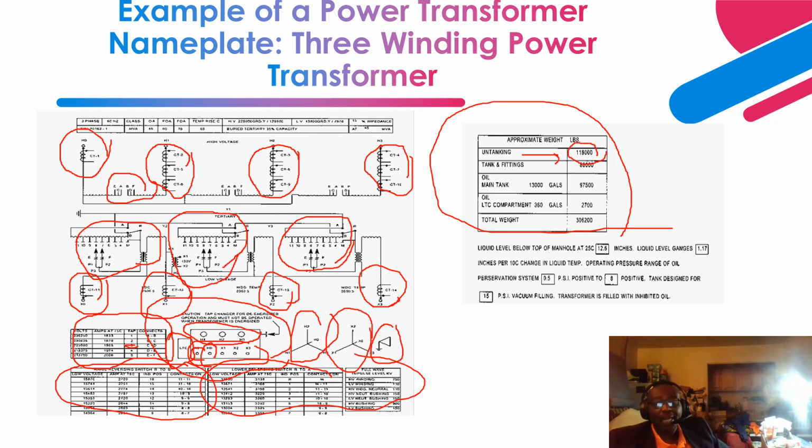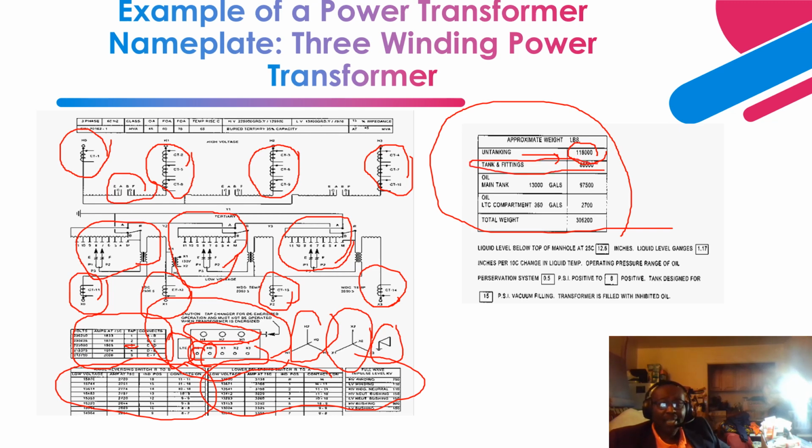Tank and fittings, right? Okay, so tank and fittings is when you have the tank and all the fittings, removed, integrated, all together. That is the radiator, the control cabinets, and all the auxiliary devices, all of them. So this is the weight that you're supposed to have.